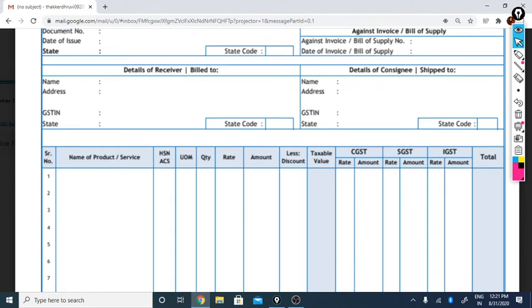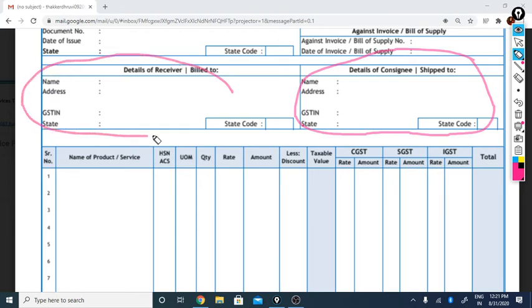Coming to the next component, it is the name, address and GST number of the buyer or the receiver. Again, the name and address should be in accordance with the registration of that firm or person or the company. However, if the buyer is not registered, then delivery address has to be mentioned along with the state and state code. Now delivery address has to be mentioned even when the delivery address differs from the address of buyer.